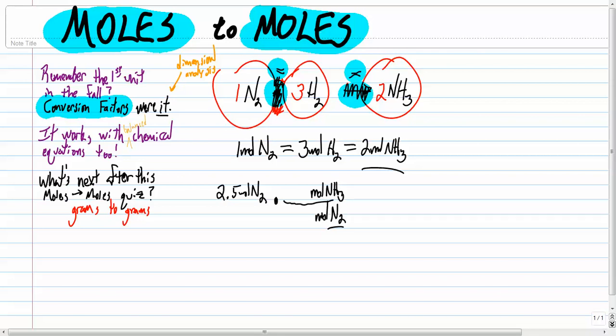So all I have to do then is go and get my coefficients. It was a 1 and a 2. So the NH3 was a 2 and the nitrogen was a 1. So what cancels out here is the moles of nitrogen, and we wind up with 2.5 times 2. That is 5 moles of ammonia, or NH3. Once again, your common sense brain did that for you just fine.